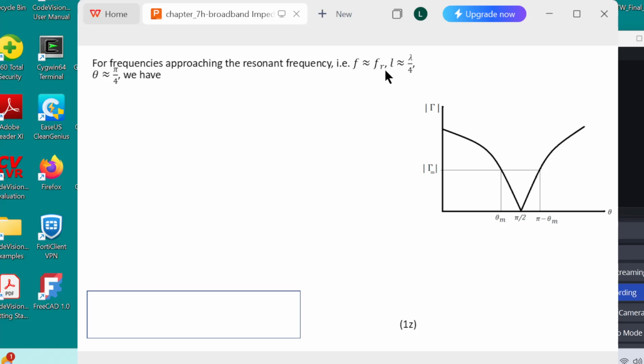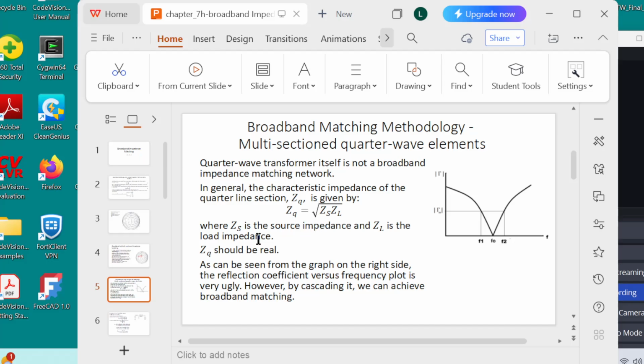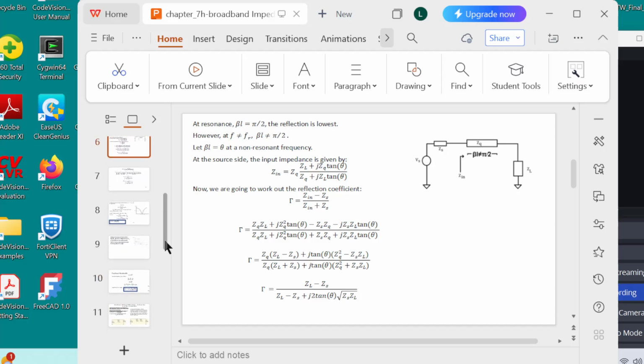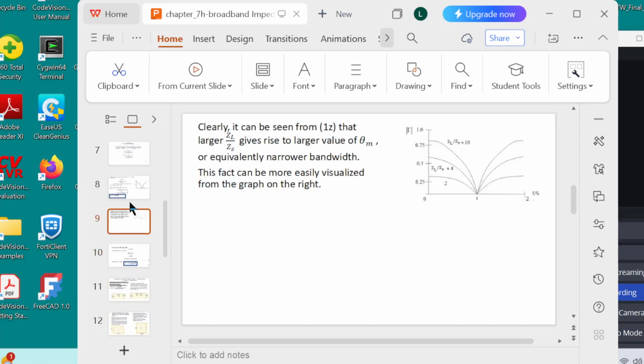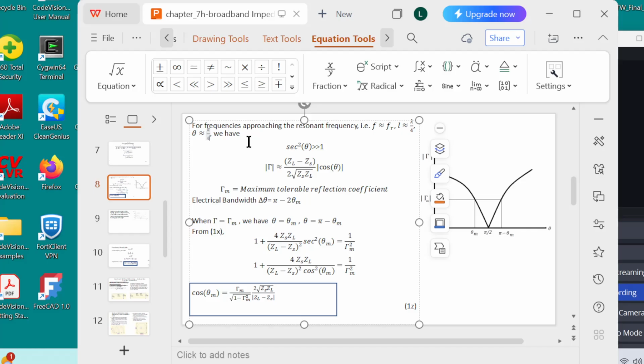At exactly the resonant frequency, we know the length is going to be pi over 2. I got it wrong here. This will be pi over 2, so I changed it. Here should be pi over 2. I made a mistake.